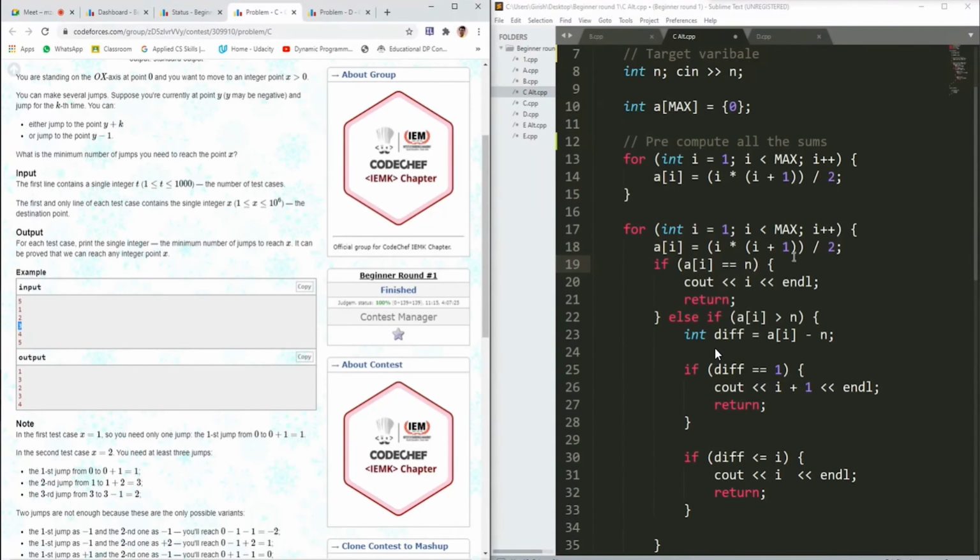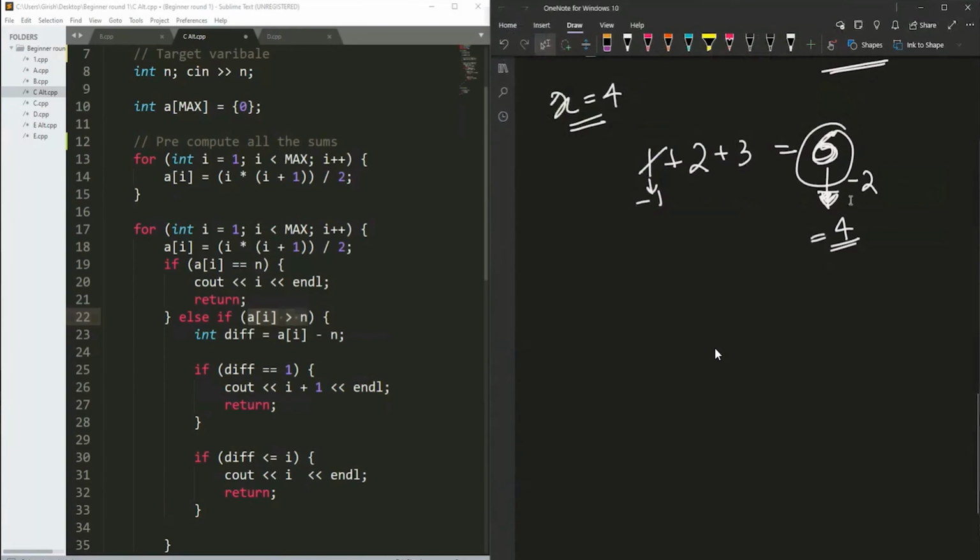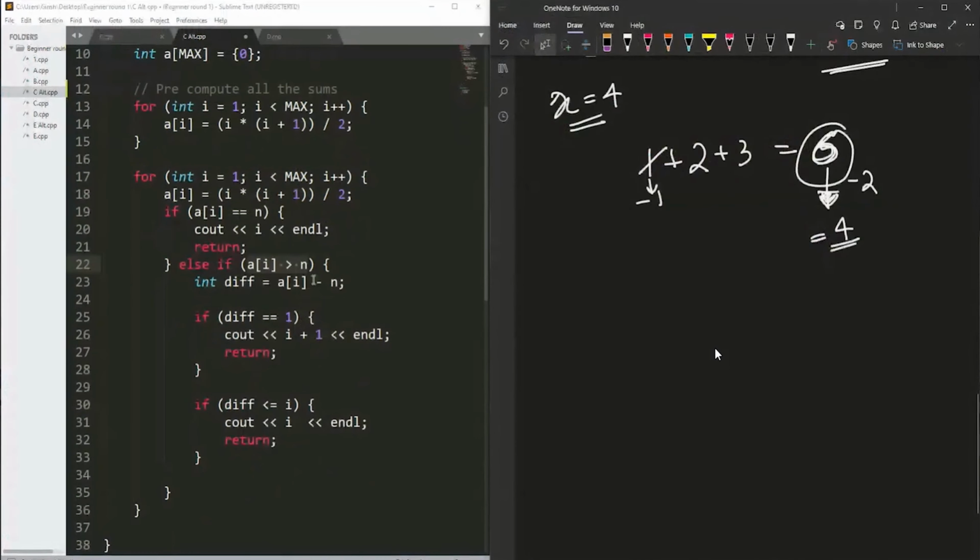When x is equal to 3, that is when my target variable is 3, 1 plus 2 itself will give me the answer. So this is that particular case. But if my sum is greater than n, which was the case here, what will I do? I will calculate the difference. In this case, the difference was 2.